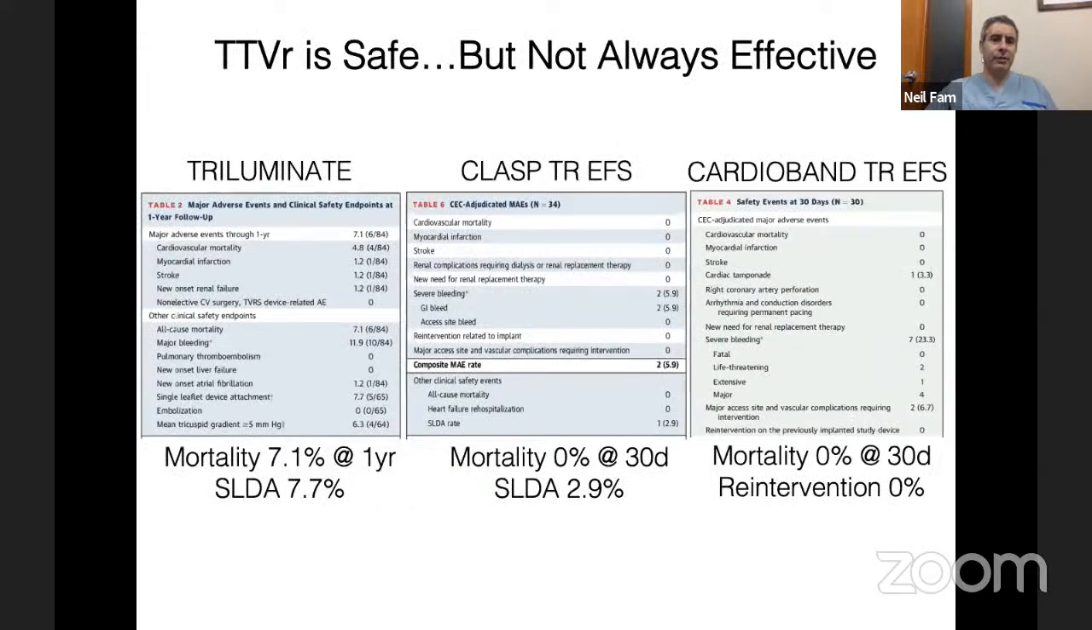So the beauty of TTVR repair, little r, is that it's safe, but it's not always effective. If we look at the outcomes from these prospective studies, mortality is very low. The complication rate is similarly low, but the TR reduction is quite variable. And anyone who's done these procedures knows that sometimes you take the patient from torrential to severe, and they may have some symptom benefit, but we know in the long run that residual severe TR is not good for you.